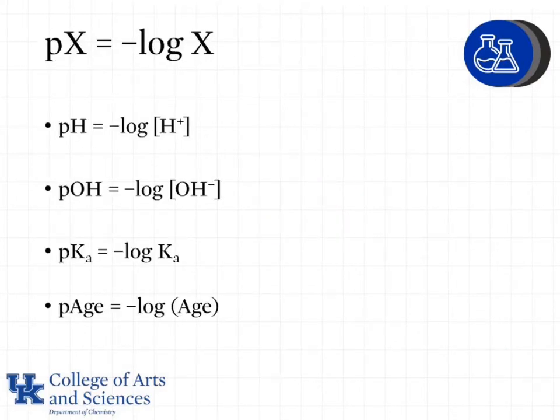The relationship that we see in pH is not exclusive to those values. Just as we have pH equals the negative log of the H+ concentration, we can also have pOH equals the negative log of OH-, the pKa, which we'll see later, equals the negative log of Ka, and even the p of your age equals the negative log of your age. We can substitute anything in for the H+ as long as they match each other.